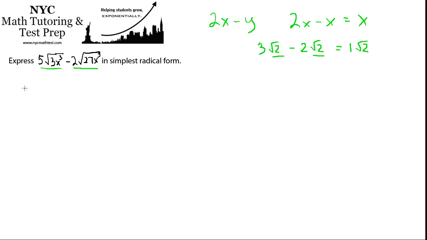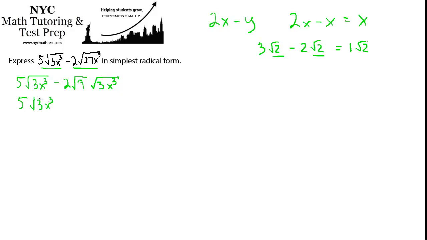So I'm going to rewrite this. I'm going to keep the first one just the way it is, 5 radical 3x cubed minus 2, but now I'm going to take out radical 9 times 3x cubed. And now we've made those the same. But now we have this radical 9 out here. Well, what is radical 9? Radical 9 is just 3. So this is all the same.